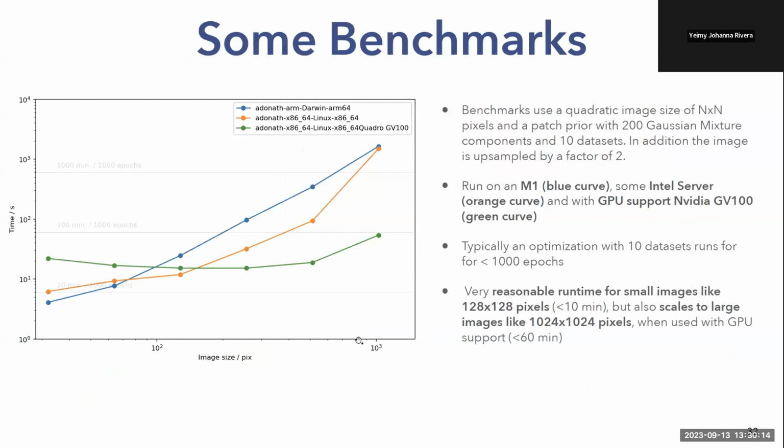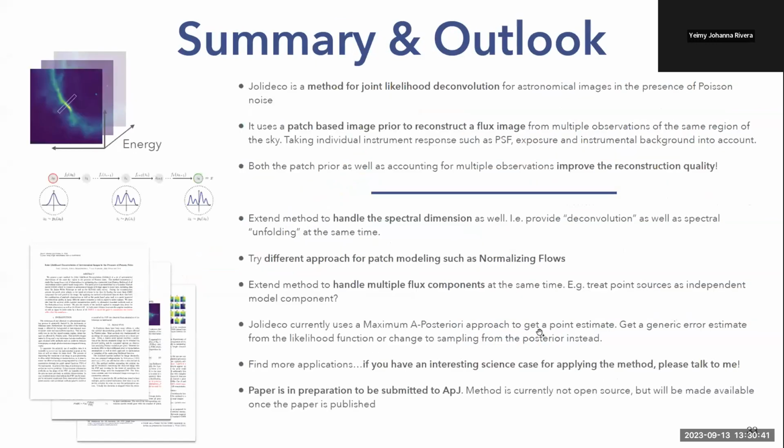Last remark on the benchmark. So this is the method applied to multiple sizes of images. What's important here is that the typical runtime for a small image like 128 by 128 pixels is less than 10 minutes on a normal notebook. But I've tried to scale this method on a GPU, and there you can really apply it to large images as well. So the runtime for an image of 1,000 by 1,000 pixels is still below 1 hour.